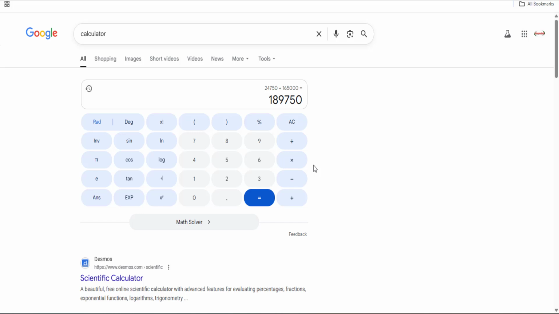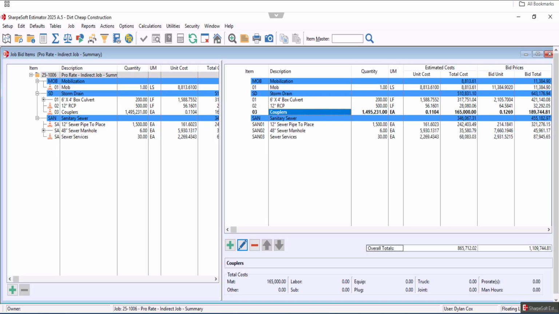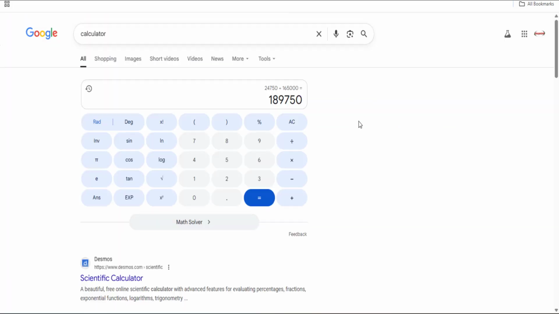Then we take this number and divide it by the quantity of the item, which is our very high number, over a million. So we come back to our calculator and hit divide, 1,495,231. The discrepancy has actually already occurred. It's right here. This is our unrounded bid unit price.